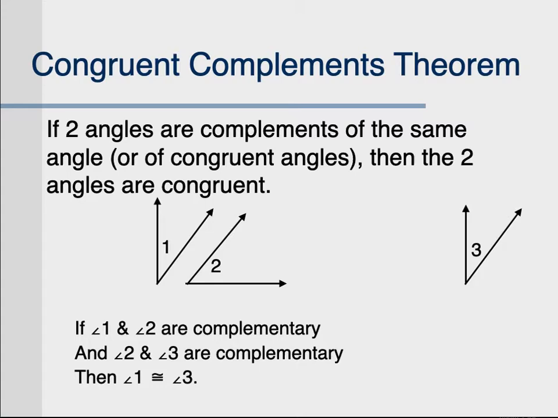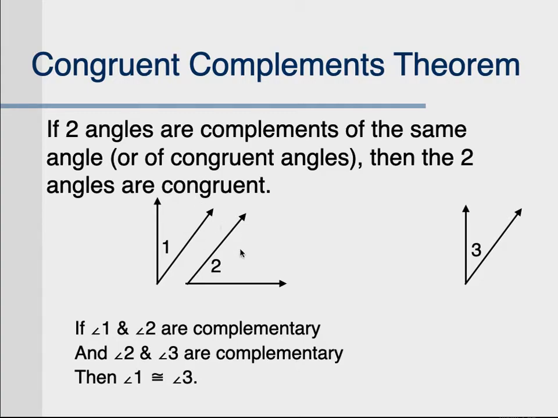The name of this theorem always makes me smile, because usually we use complement in terms of saying something nice about someone, but here complement is referring to complementary, things that add up to 90 degrees. The congruent complements theorem says if two angles are complements of the same angle, or of congruent angles, then the two angles are congruent to each other. So here's an example to make sense of that.